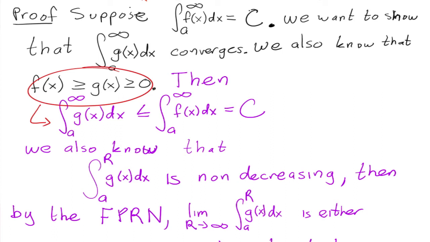And then we can call this function something, maybe capital F of R. So this is a function of capital R. Since g of x is positive, this function is non-decreasing as a function of R. So then by the fundamental property of the real numbers, the limit as R goes to infinity of capital F of R is either infinity or some number L. But it can't be infinity because we already know that it's bounded by C. That's the maximum it could be. So it's not infinity, so it has to be some number L. Good times, huh? Yeah, totally.